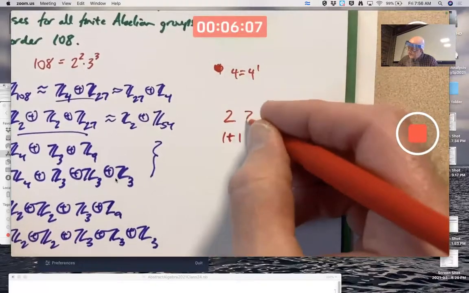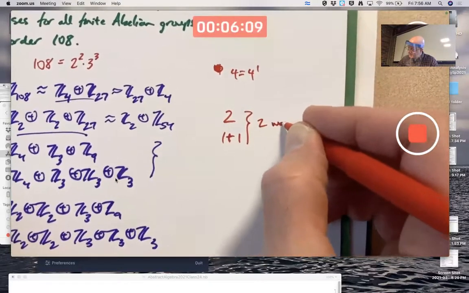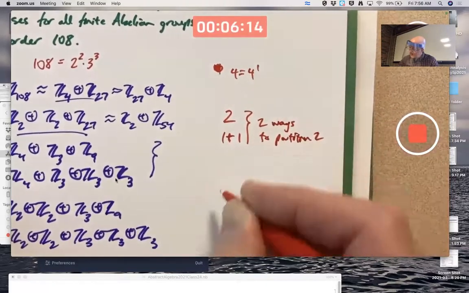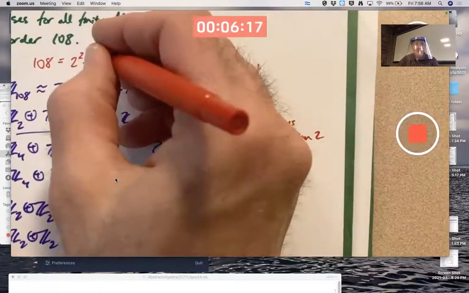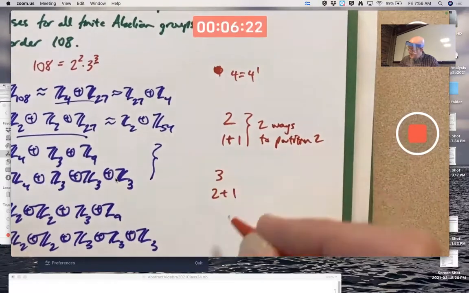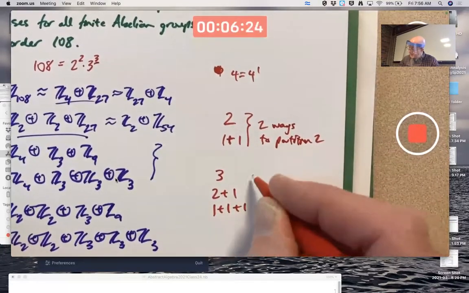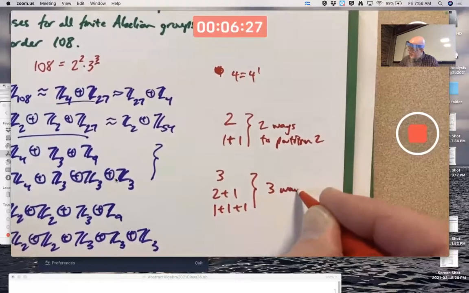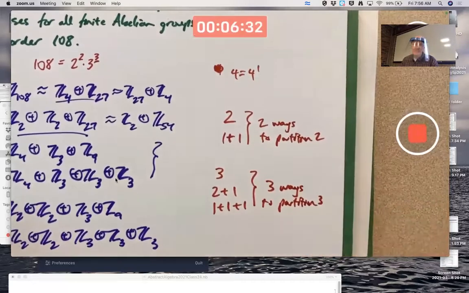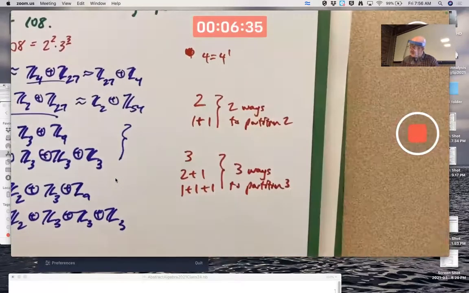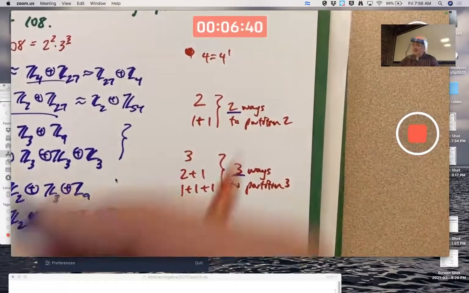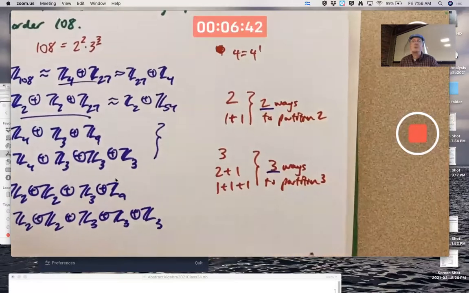Well, there's two ways to partition 2. With the number 3, that's the exponent of the 3 here. There are 3 ways to partition 3. So altogether, you multiply these numbers of ways, 2 ways to partition 2, 3 ways to partition 3, and you get 6 total isomorphism classes, like we talked about.